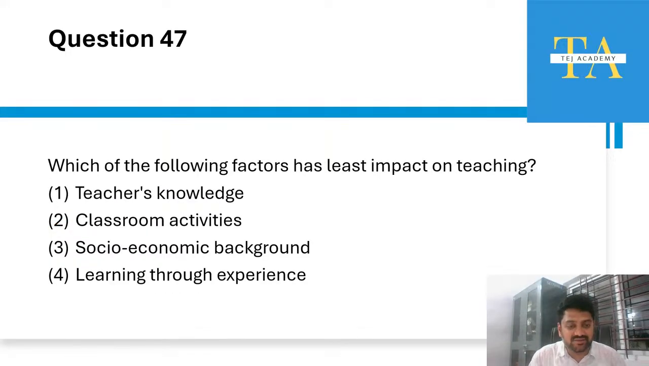Next, 47. Which of the following factors has least impact on teaching? The factors that have least impact on teaching: teacher's knowledge, classroom activity, socio-economic background, learning through experience. Yes, you all are correct. 3. Socio-economic background is having least impact on teaching.